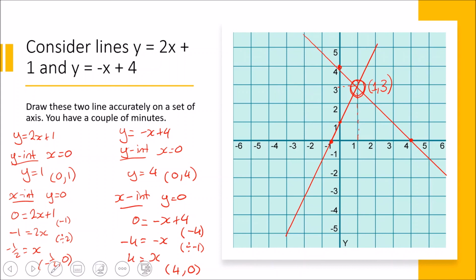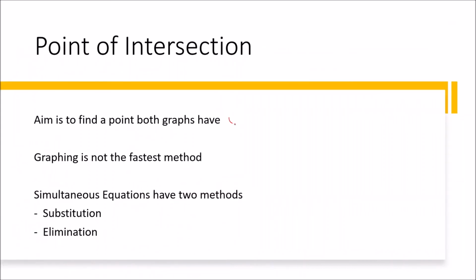So as I said, the first method, bit clunky, not the biggest fan of doing it by graphs, but luckily we have these 2 other methods to try and find that point of intersection.